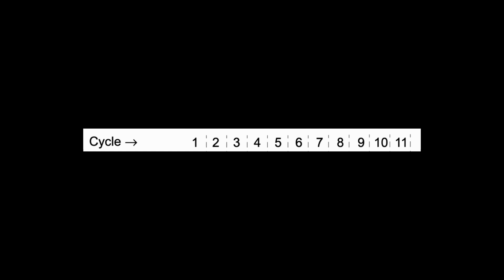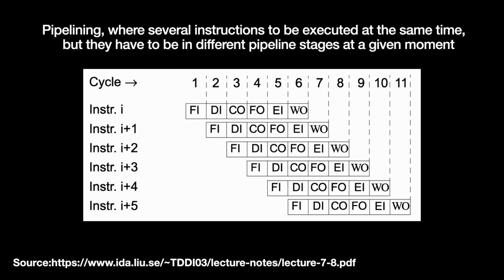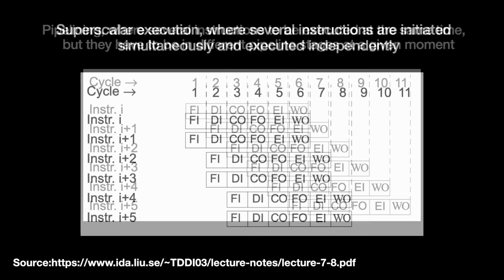Each step of the instruction is handled by different parts of the CPU. So, if you want to go faster, you can do something called pipelining. This is where several instructions can be executed at the same time, but only if those instructions are at different stages of the assembly line. Pipelining has been around since the 1950s. Superscalar processing takes this another step.